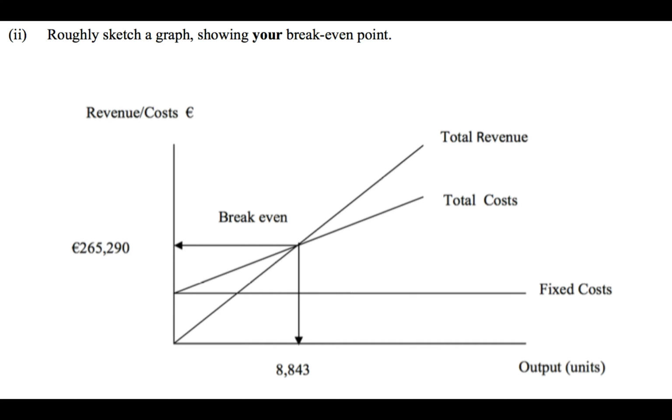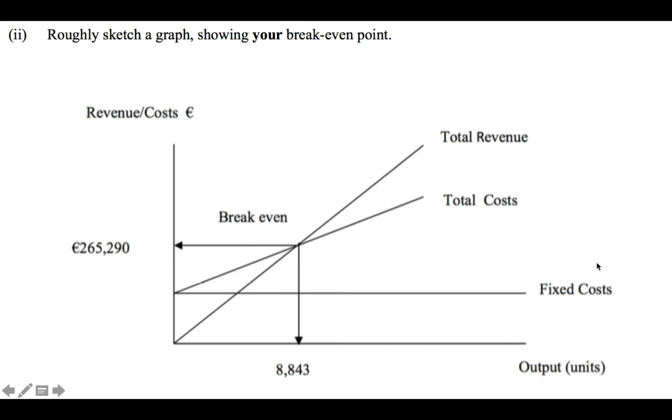Okay, so part 2. This is roughly sketch a graph showing your break-even point. So in the last video we looked at how to draw a graph, and so this came up this year with 8 marks, and for your graph, they were looking for all of the following things to be labelled. In your vertical axis they want the revenue and costs. In your horizontal axis they want the output in units.